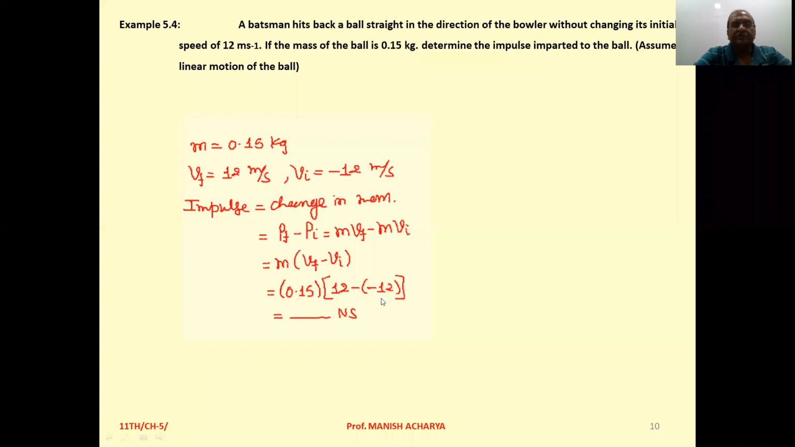Okay. So now this will be 24 into 0.15. Solve it. Whatever is the answer, that is your impulse. Clear to all of you?